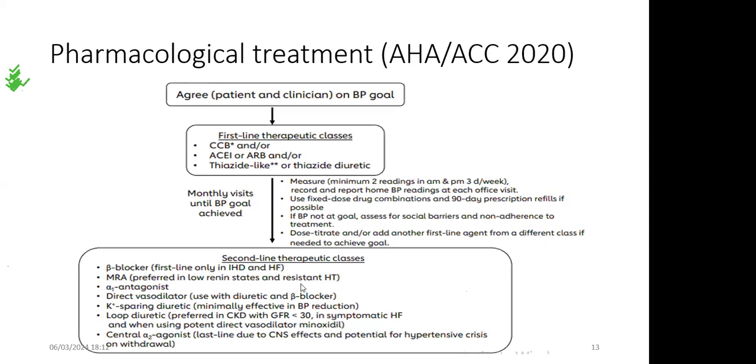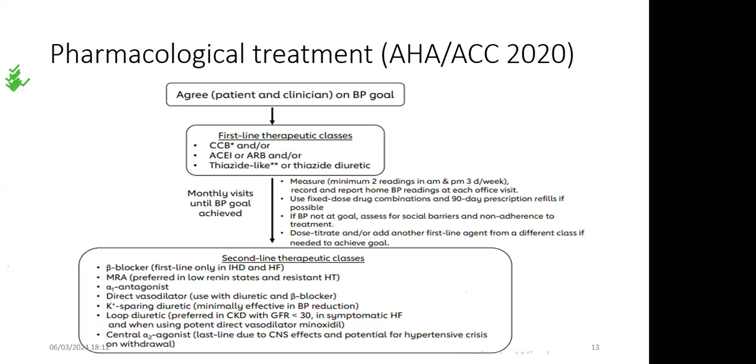Now, looking at the second line therapy classes, we can see beta blockers come in, and they're used for special indications like ischemic heart disease, heart failure, even things like hyperthyroidism. We can benefit from some beta blockers. We can also use mineralocorticoid receptor antagonists, things like spironolactone and eplerenone, which are very important in that case. We can also use alpha-1 antagonists like prazosin. All these are important, but depending on the indication.